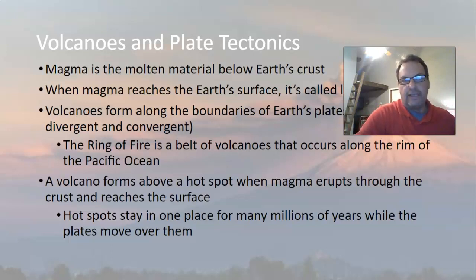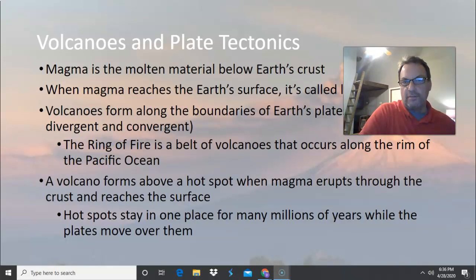Then talking about volcanoes and plate tectonics, magma is the molten material below Earth's crust. Now, what's the difference in magma and lava? As far as what you would touch or see or smell or anything like that, they're going to be exactly the same thing. The only difference is that magma is underground and the lava is what we see coming out or on top of the ground. So when magma reaches Earth's surface, it's called lava.